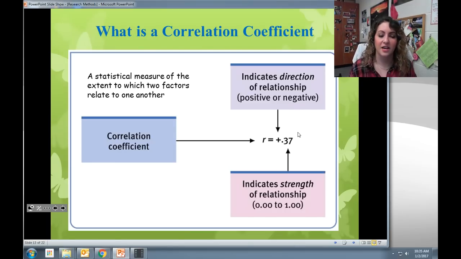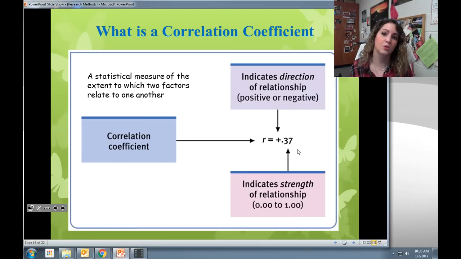So there's this idea of a correlation coefficient, a statistical measure of the extent to which two factors relate to one another. So how much is it positively correlated? How much is it negatively correlated? The correlation coefficient is going to be some number between -1 and +1. Negative just means it's a negative relationship. Positive means it's a positive relationship.